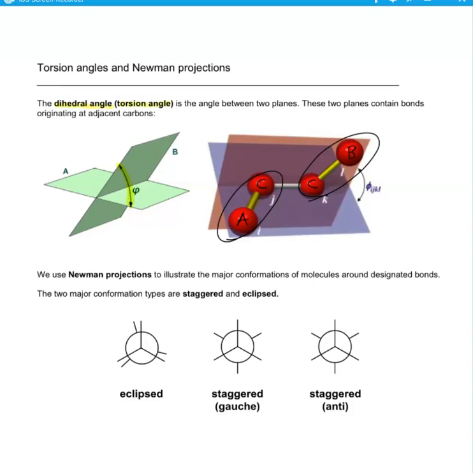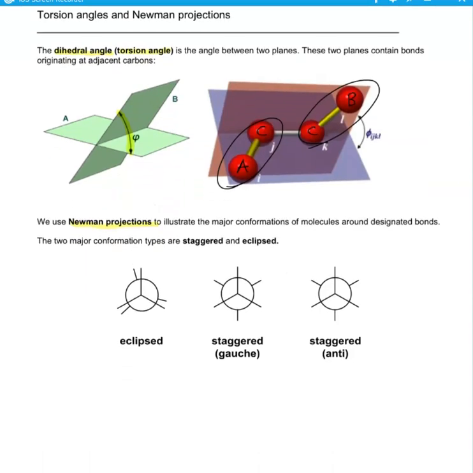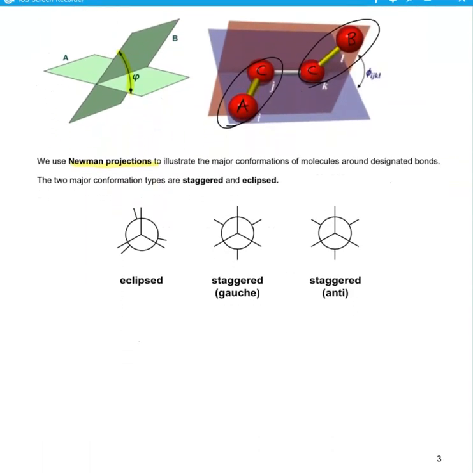Now, in order to show this, we're going to use a particular notation that's called a Newman projection. So we're going to start learning to draw Newman projections now, but in order to do that, we need to break out the models and see exactly what it means to do a conformational analysis. What is it exactly that we're doing?